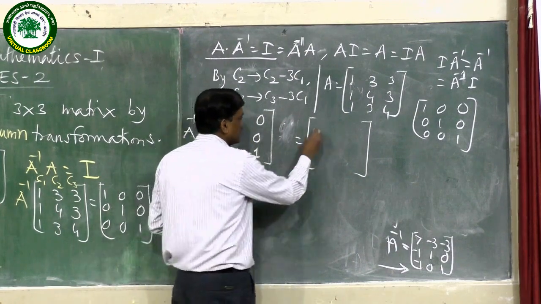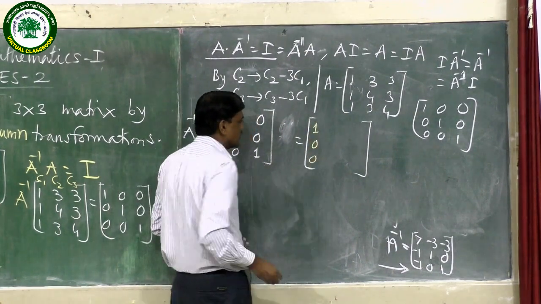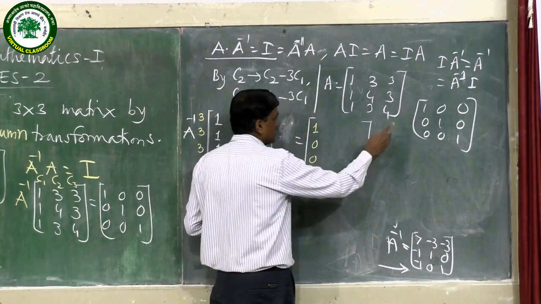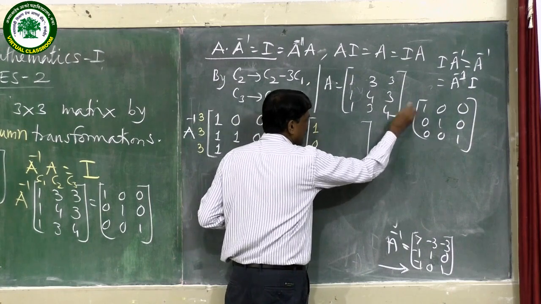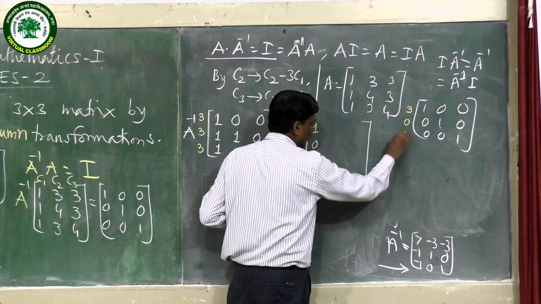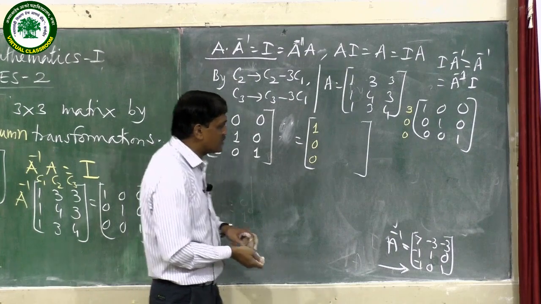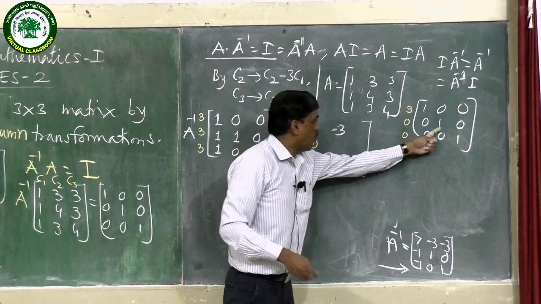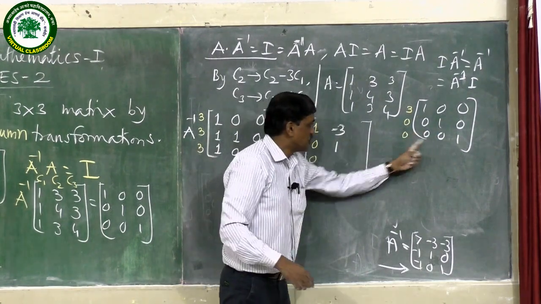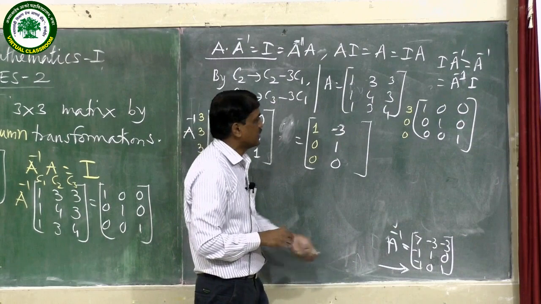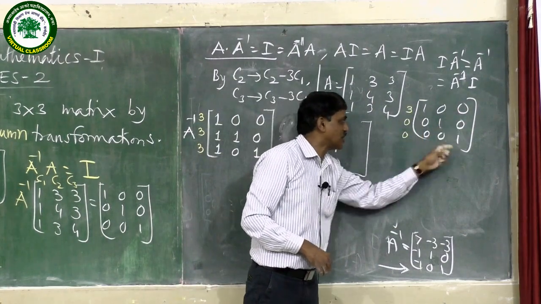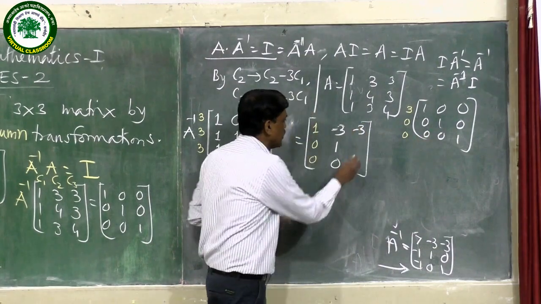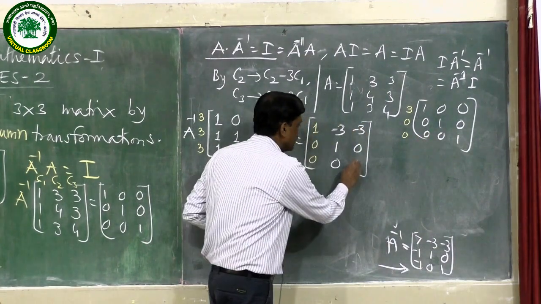So what happens here? First column as it is. What is going to change? Second and third columns. So multiply first column by 3. 3 into 1, 3. 3 into 0, 0. 3 into 0, 0. And subtract it from second column. 0 minus 3, it is minus 3. 1 minus 0, it is 1. 0 minus 0, it is 0. Same here. Subtract these multiples from third column. 0 minus 3, it is minus 3. 0 minus 0, it is 0. 1 minus 0, it is 1.